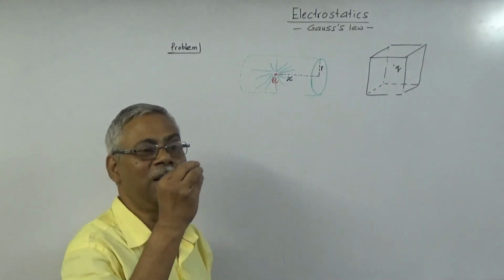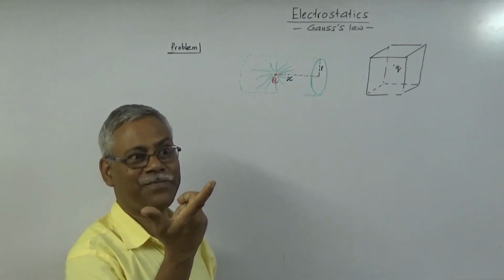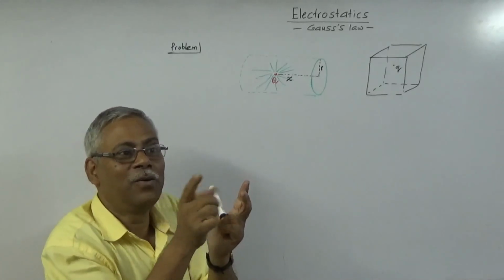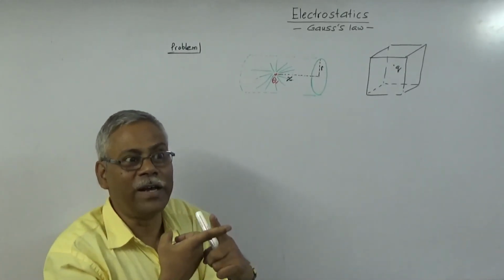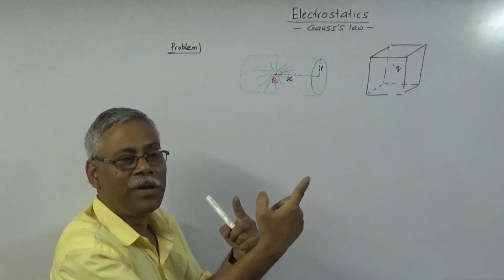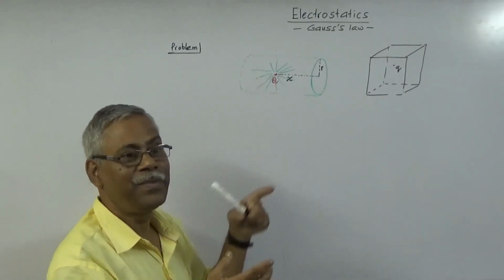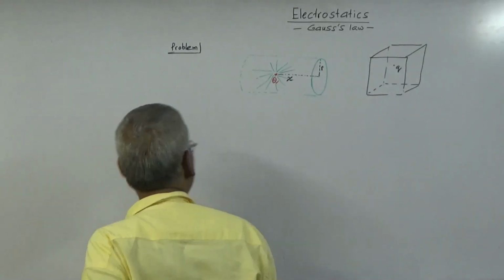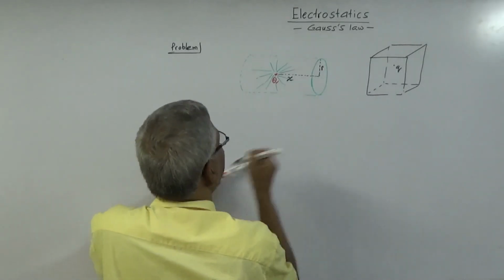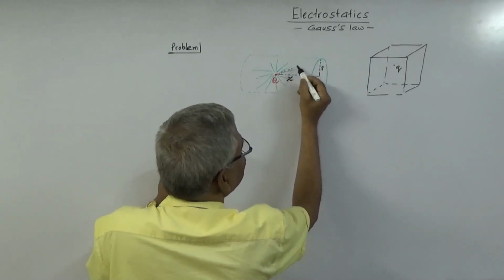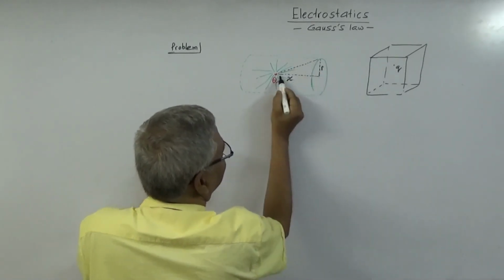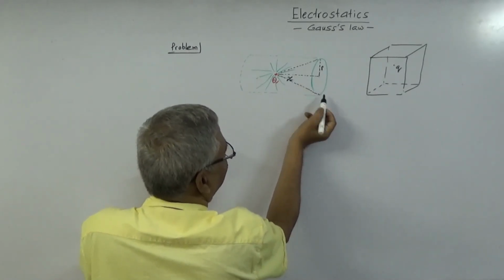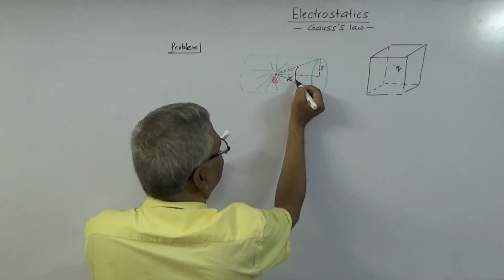And what is the total solid angle around that point? This is a point. What is the total solid angle around that point? 4 pi. So 4 pi solid angle corresponds to how much flux? Q by epsilon naught. And your job now is to calculate the solid angle subtended by this surface. Find this solid angle.